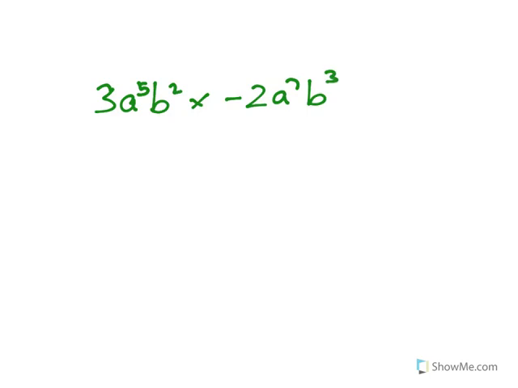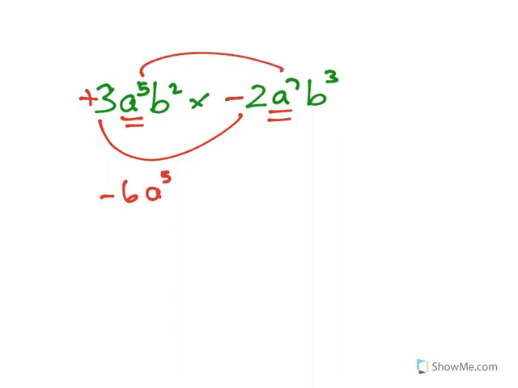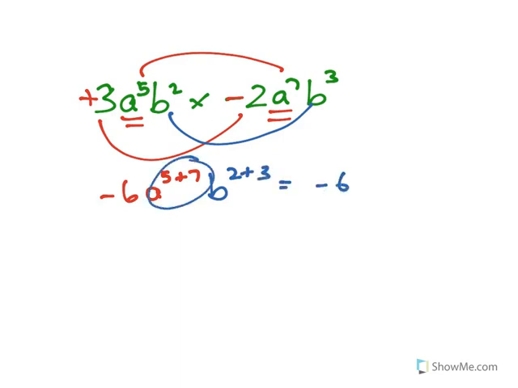So if you look at this here, then you first do number times number. So 3 times 2 is 6, and plus 3 times minus 2 would be minus 6. And then if you do the a's, so you've got a^5 and a^7, so you need to add the indices, 5 plus 7. And then you go b^2, b^3, so it's b to the 2 plus 3. So you get minus 6, a^(5+7) is a^12, and b to the 5, because 2 plus 3 is 5.